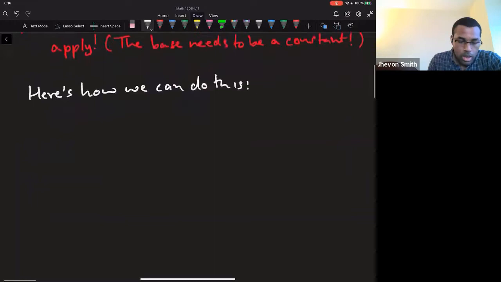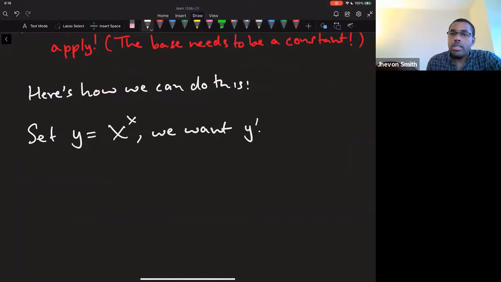Set y equals x to the x. And clearly we want y prime, right? So all I have to do is find y prime here. So what I can do is I can log both sides to get rid of that exponential. Now, I don't just want to log one side because that would be changing the equation. So I also have to log the side with the y.